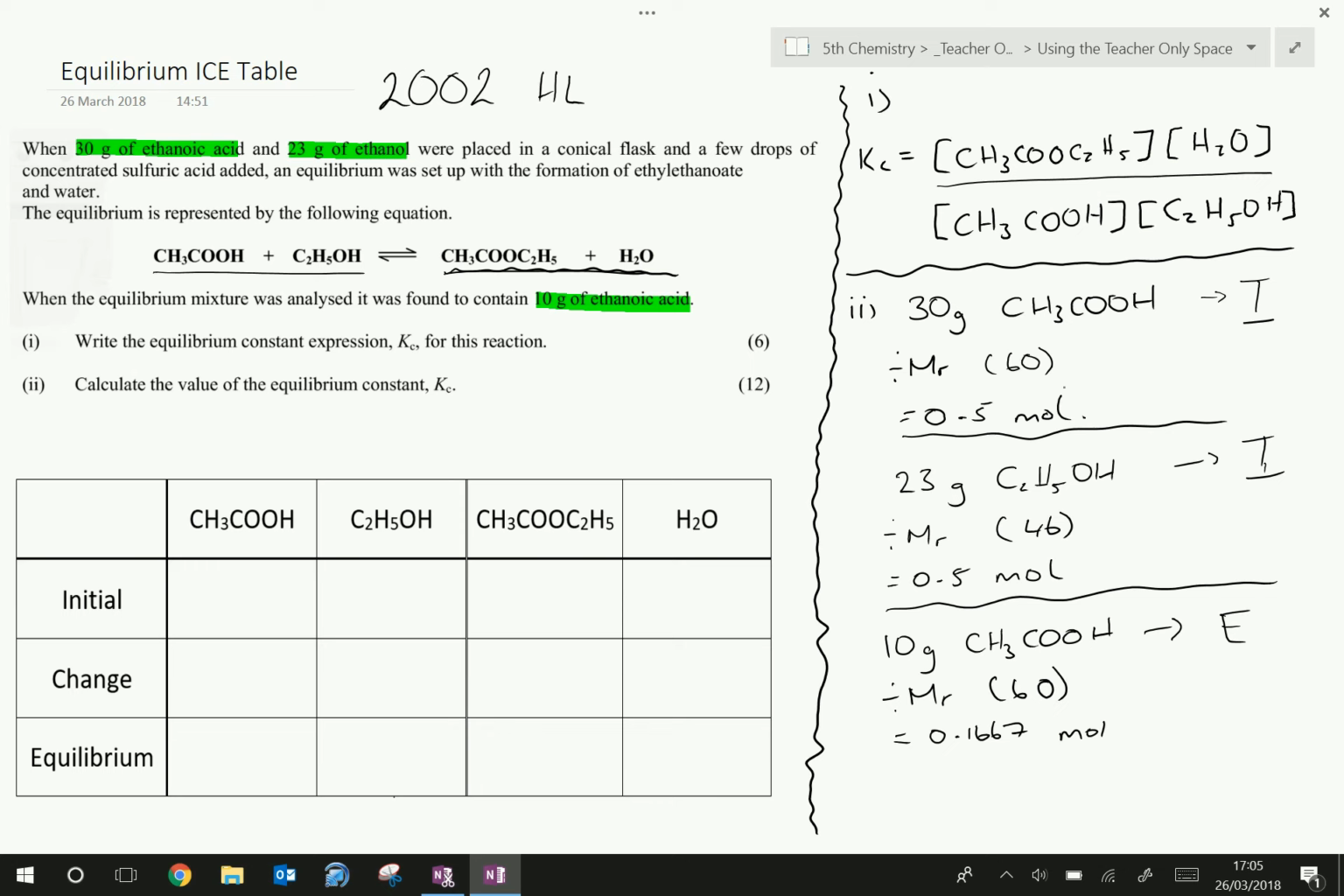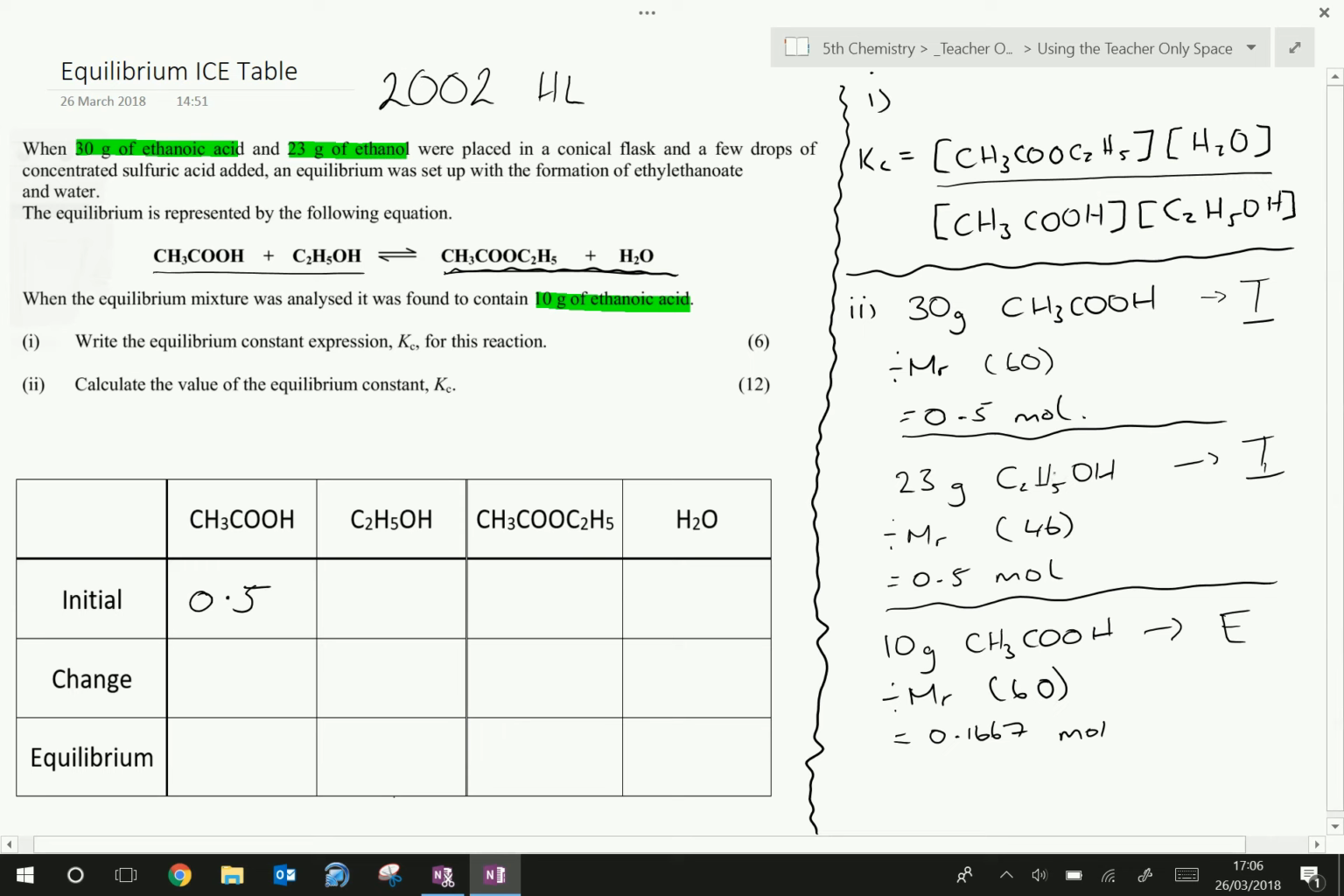And we call it an ICE table because we have 3 different rows in it. I, C and E. I for initial concentrations, C for the change in concentrations, and E for the equilibrium concentrations. So for my 30 grams of ethanoic acid over here on the right hand side, that's 0.5 moles initially. So I'm going to put 0.5 in the initial row for my ethanoic acid.